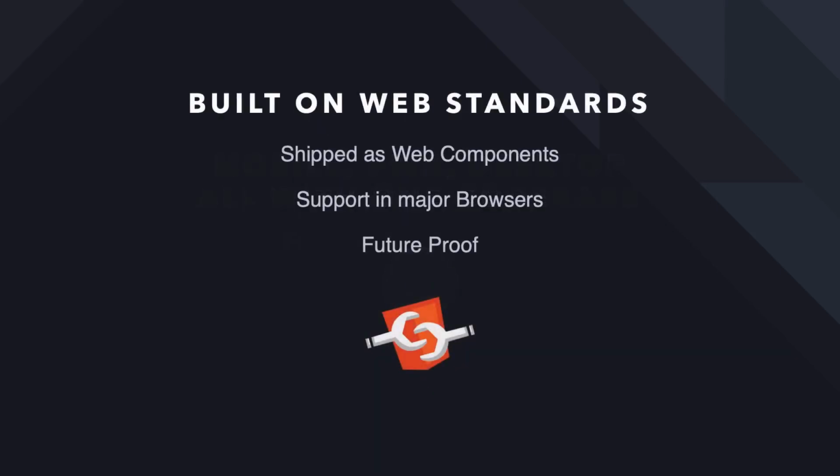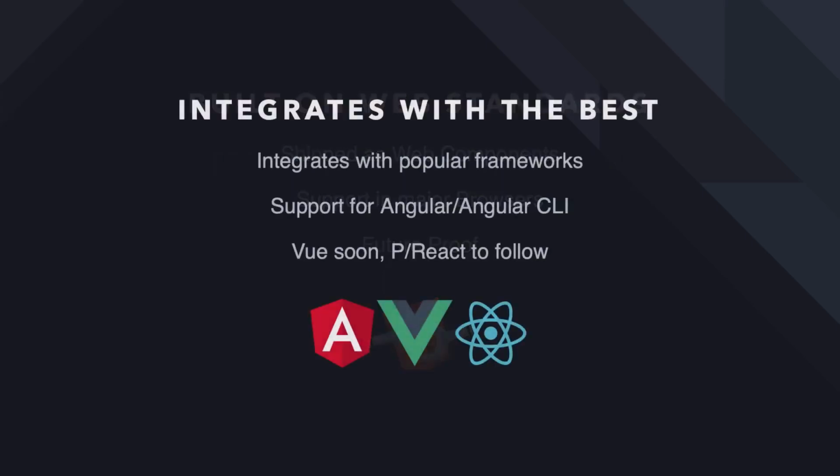At its core, IONIC is a collection of web components. These are a web standard baked into every major browser. Using web standards not only allows IONIC's components to ship with the smallest code footprint possible, but allows us to be resilient against breaking changes in frameworks. We also ship integration libraries for the most popular frameworks. Currently, we have support for Angular and the Angular CLI, but we'll soon ship support for Vue, Preact, and React.